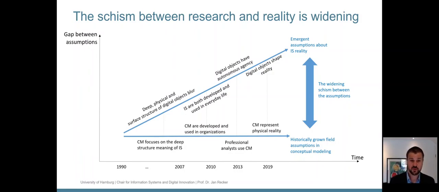We still focus on what's called the deep structure, meaning what are we conveying about the domain in our models? We still think that conceptual models are developed and used only in organizations, by IT departments, by analysts and designers. We still think that it's only professional analysts that use conceptual models. And we still think that the purpose is to represent a piece of physical reality so we can put it in the database of some system. And as you can see, that is more and more unfitting, unaligned with what is happening out there.